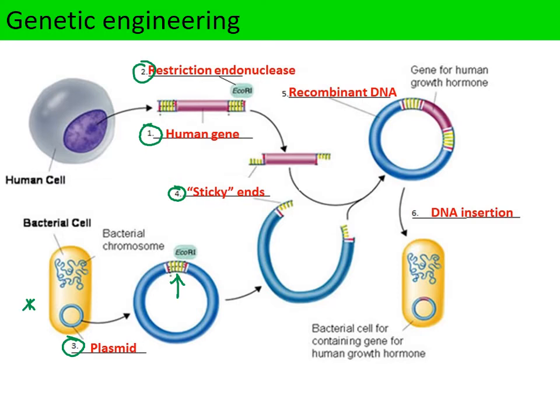We insert the cut donor DNA, the human gene, into the cut plasmid. The complementary bases of the sticky ends hydrogen bond. We then add DNA ligase, which joins together the sugar phosphate backbone of the human gene. So this is the human gene with the plasmid. So this is the plasmid. And that gives us our recombinant DNA.